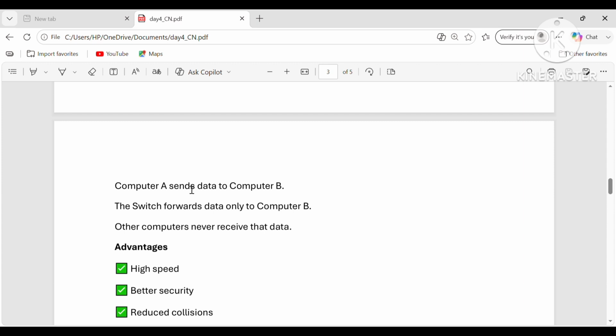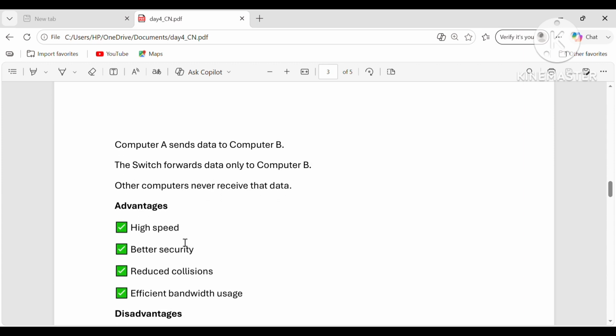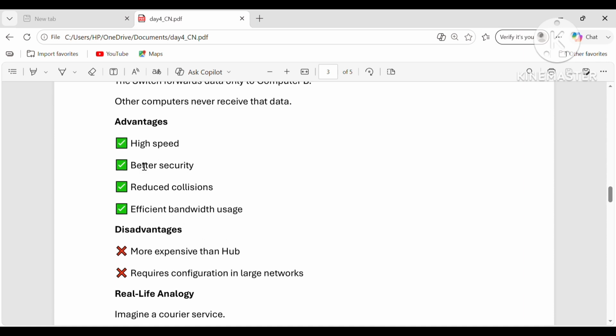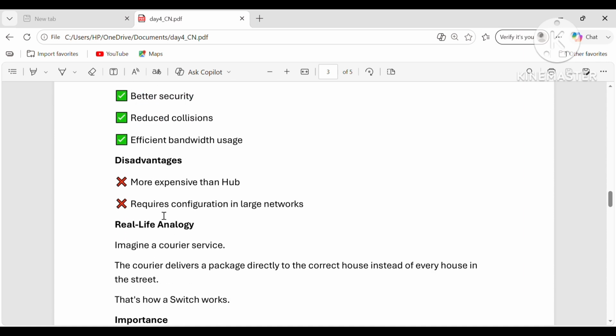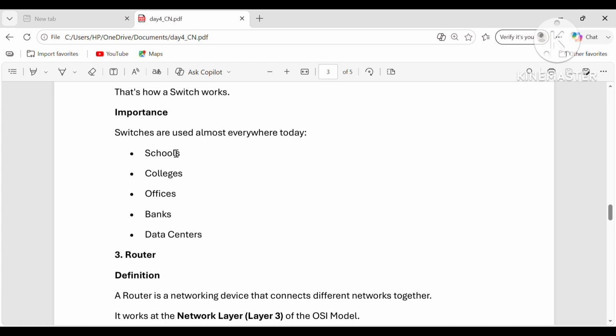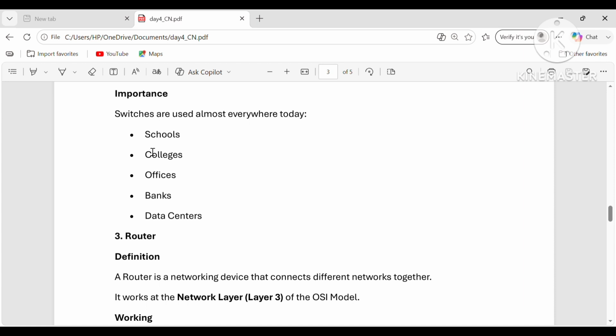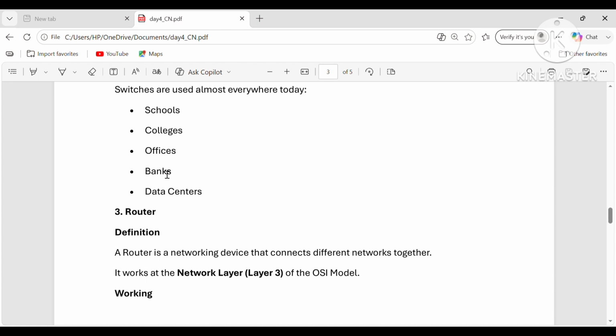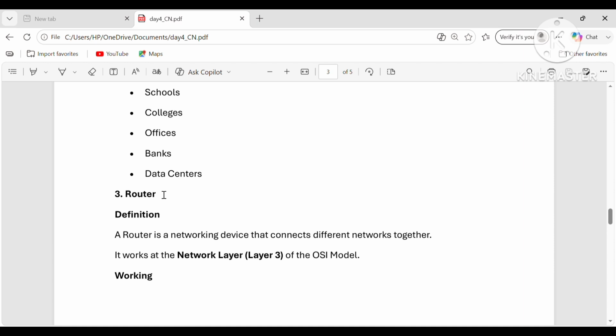For advantages: high speed, better security, reduced collisions, efficient bandwidth usage. Disadvantages are that it is more expensive than a hub and requires configuration in large networks. And importance: switches are used almost everywhere today, in schools, colleges, offices, banks, data centers, and so on.